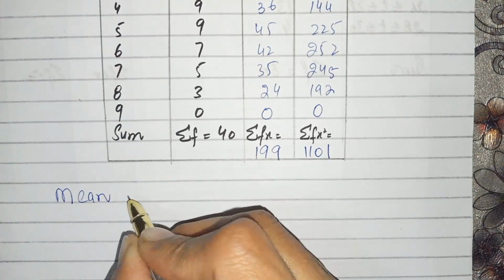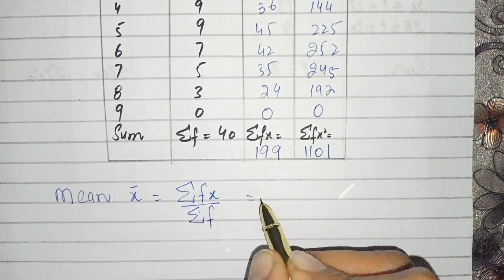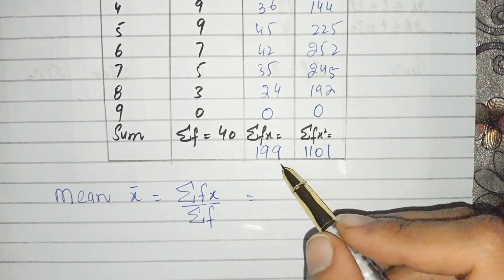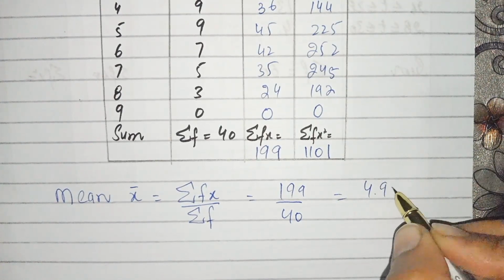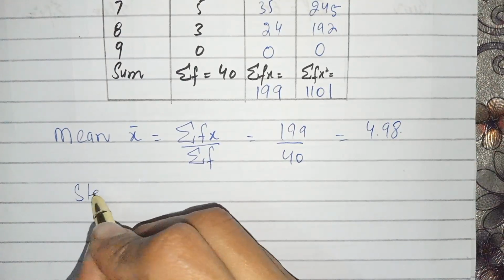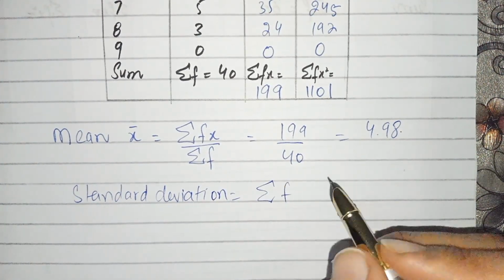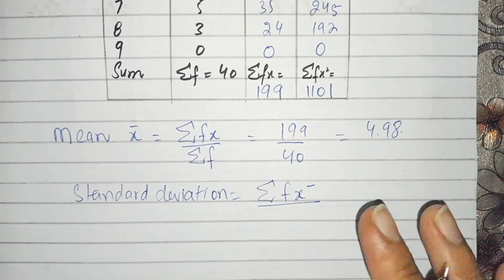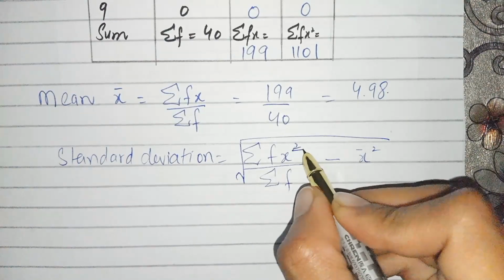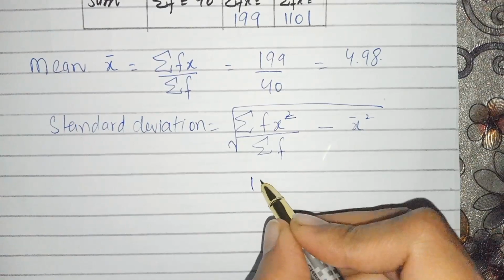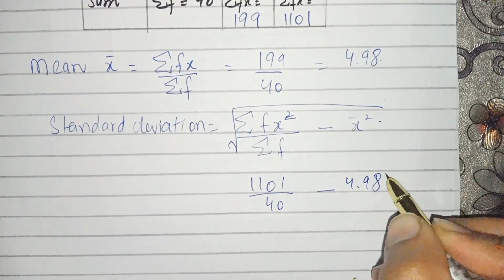And now students, we have to find the mean. The mean value is sigma fx over sigma f. The sum of fx is 199 and the sum of f is 40. By dividing it we get 4.98, and now we have to find the standard deviation. The formula for this grouped data is the square root of sum of fx square over sum of f, minus mean square. This is 1101 over 40, minus 4.98 square.